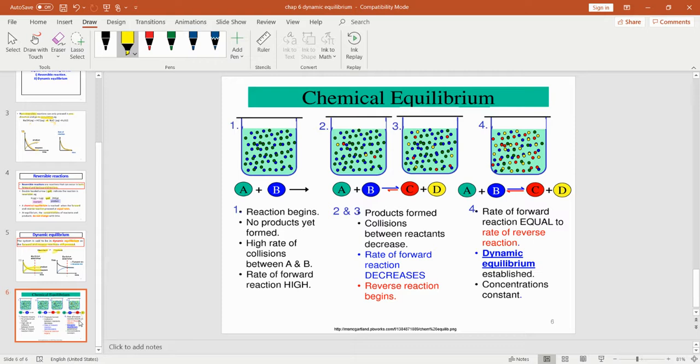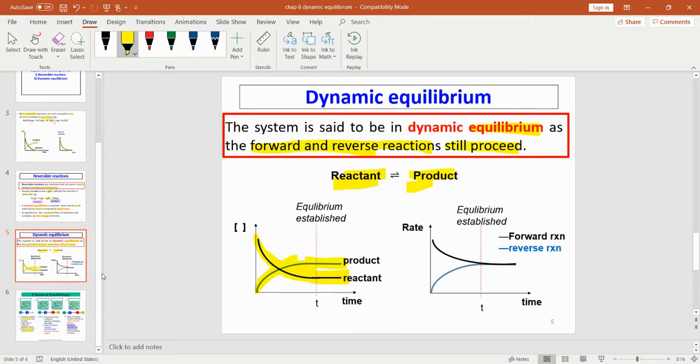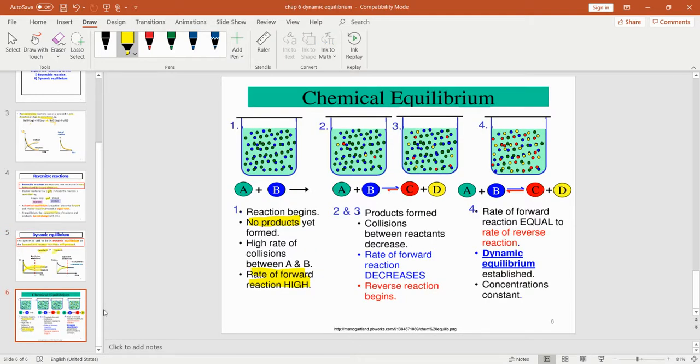Let us look at this diagram and see what happens. When the reaction begins, there are no products formed yet, so there is a high rate of collisions between A and B. The rate of forward reaction is high, so we can see the product is getting higher. Then after that, as products form, collisions between reactants decrease and the rate of forward reaction decreases.